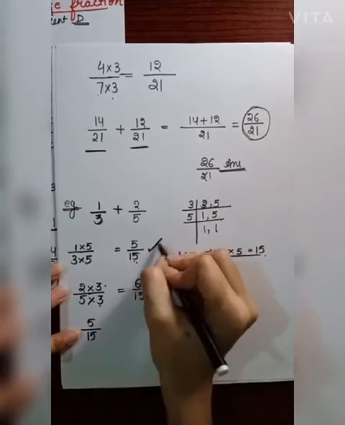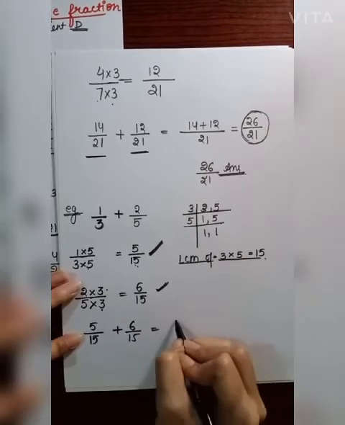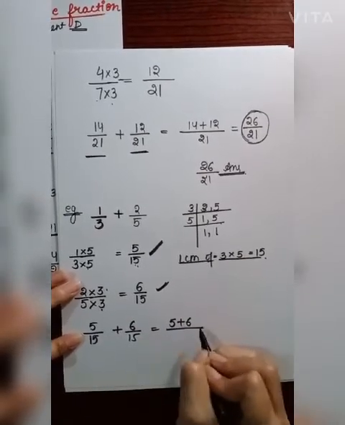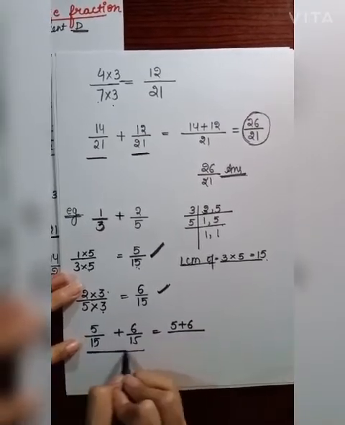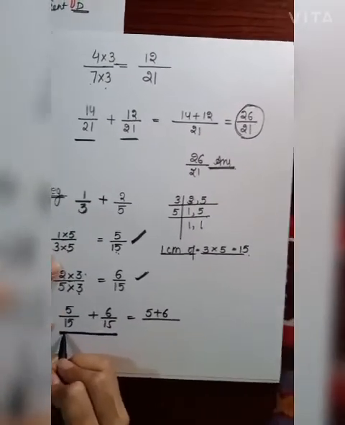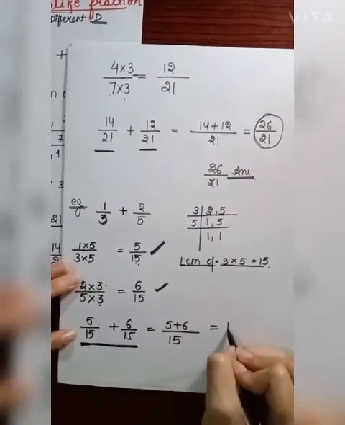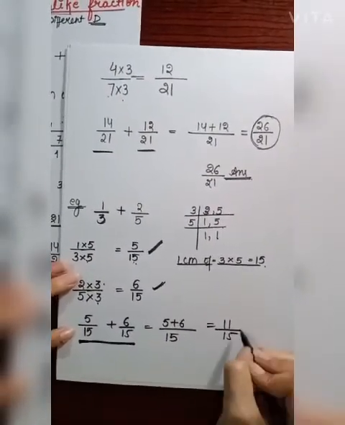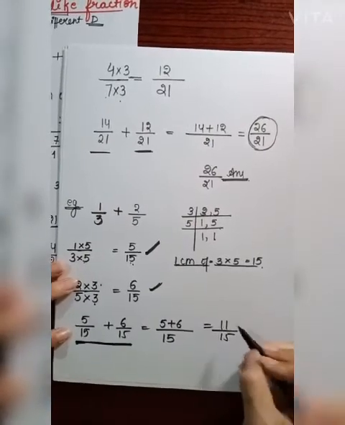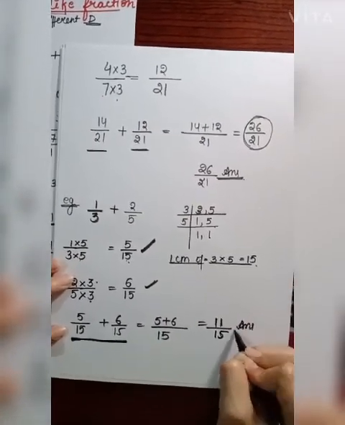Now add this fraction with this fraction. Just add numerator only. Now we are going to solve it like a like fraction, and that we are doing it from class 4th. Our answer is 11 upon 15, and it cannot be solved further. It is already in the simplest form, so we will leave it like this, and this is our answer.